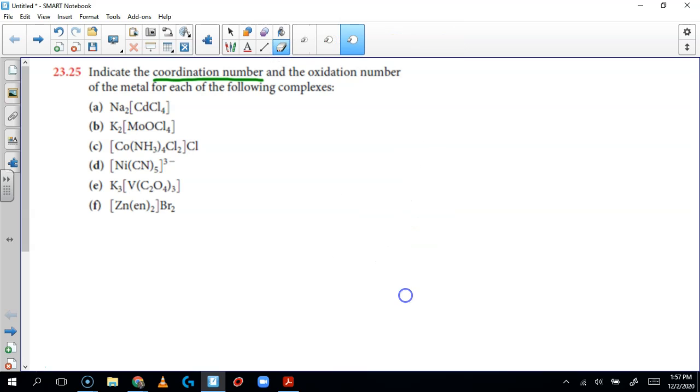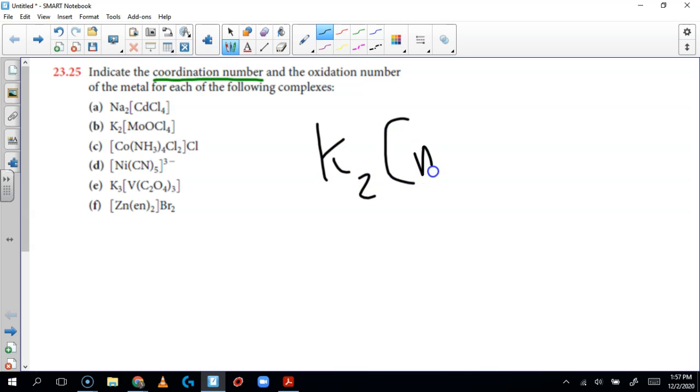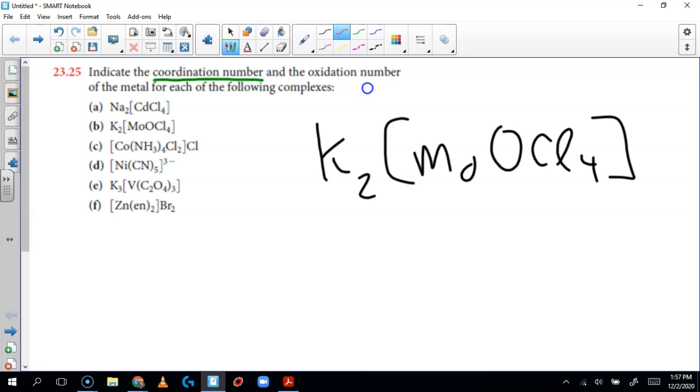So now part B, again, it's going to be kind of the same thing over and over again. So we're going to have K2 and then MoOCl4, like that. Okay, so now we're going to figure out the charge. Again, split this up. We know that this is the positive side of the molecule, this thing in red.